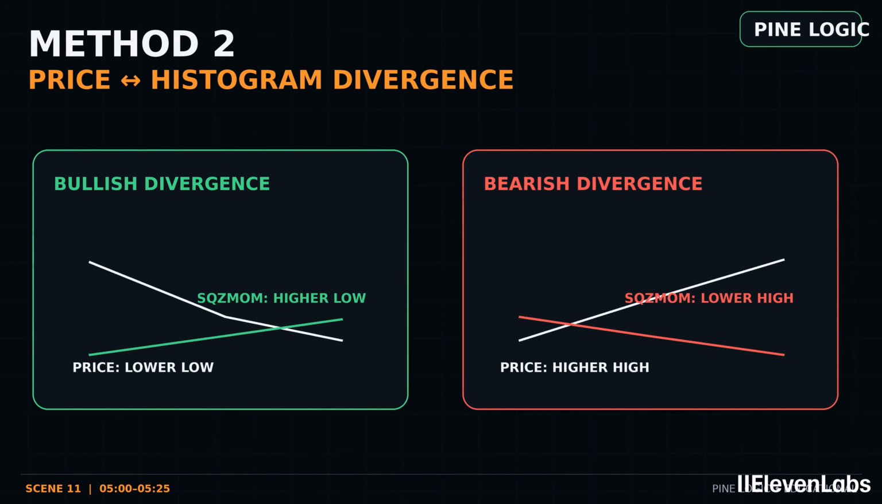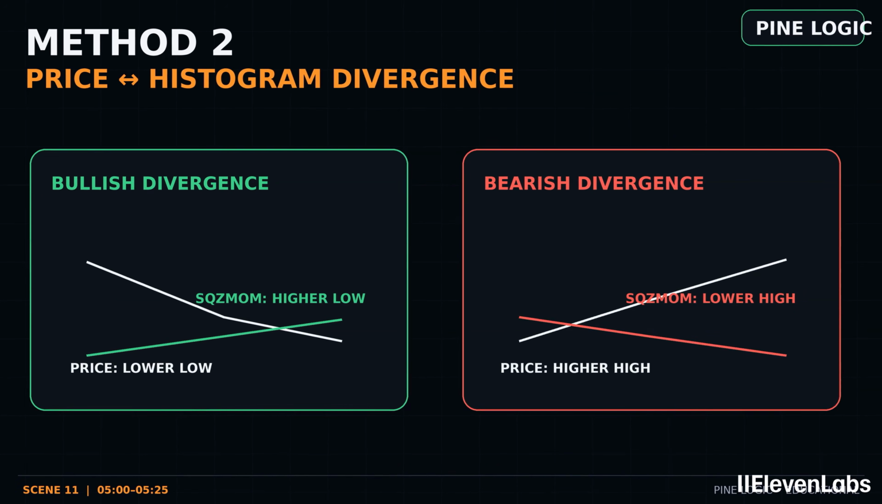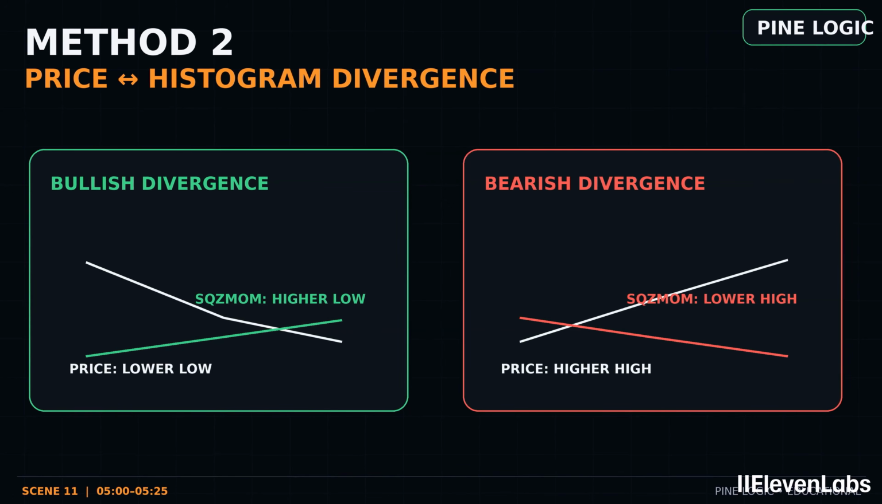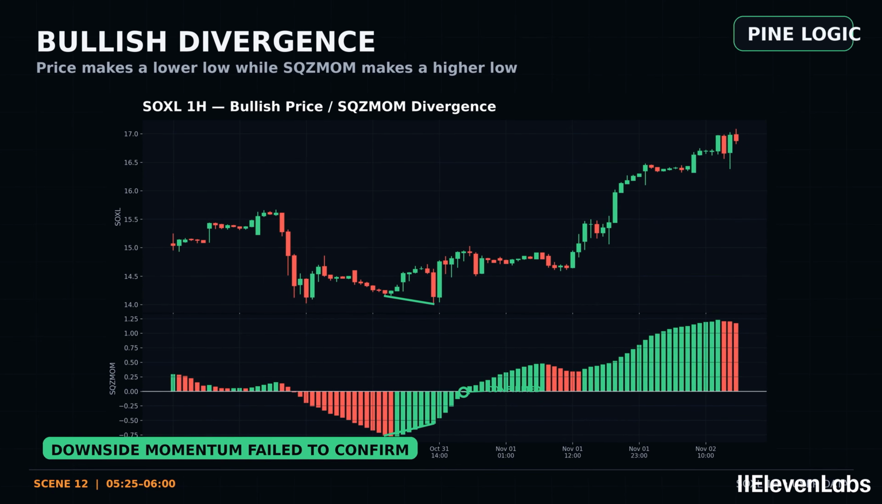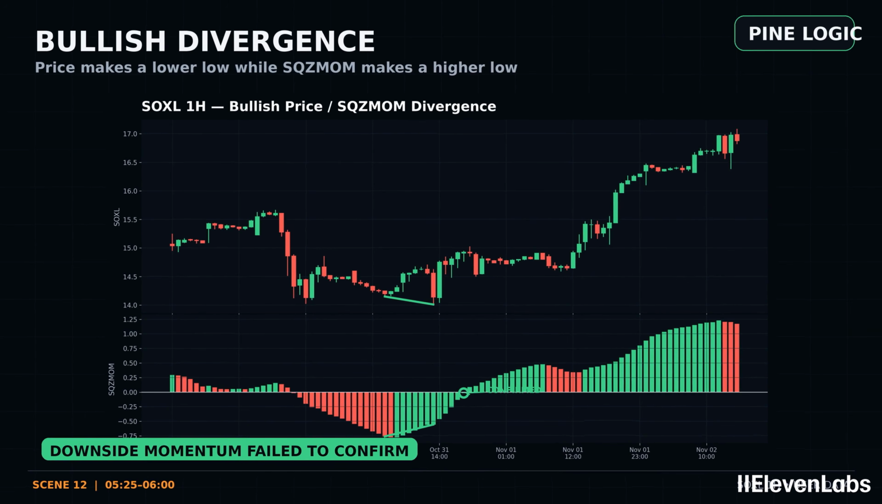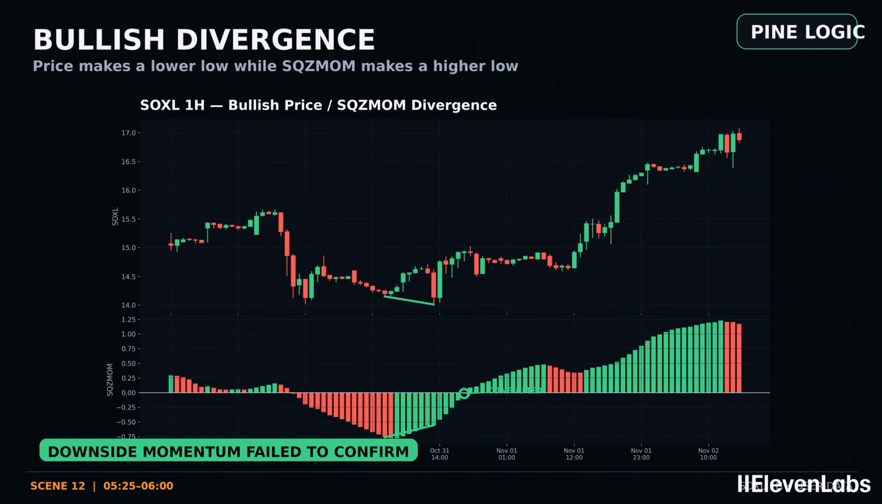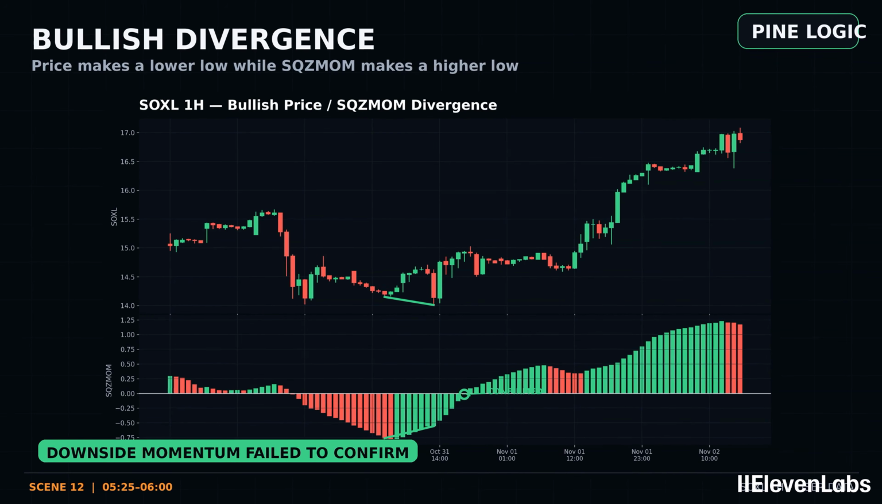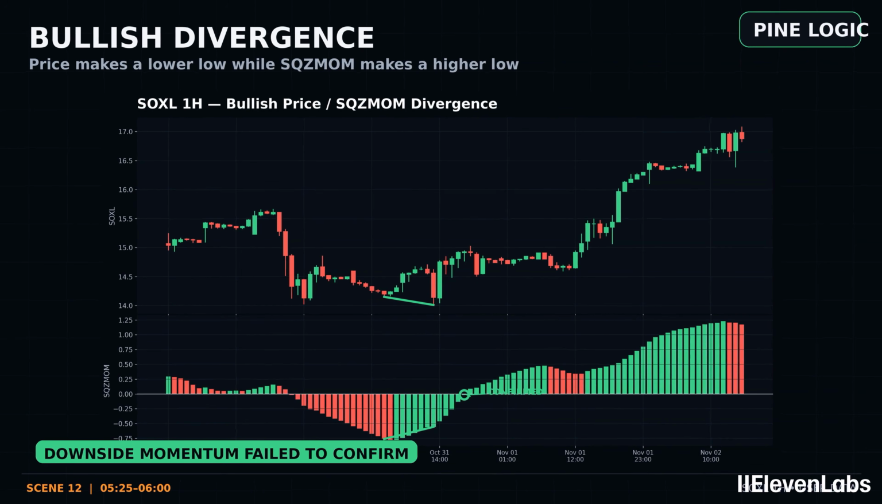Now flip the logic. In October 2022, SOXL pushed to higher price highs while the positive squeeze momentum peaks became progressively weaker. Price was still climbing, but the internal momentum measurement was losing strength. Shortly afterward, price rolled over hard. Again, divergence is not prophecy. It is evidence that the newest price extreme has weaker momentum support than the previous one.